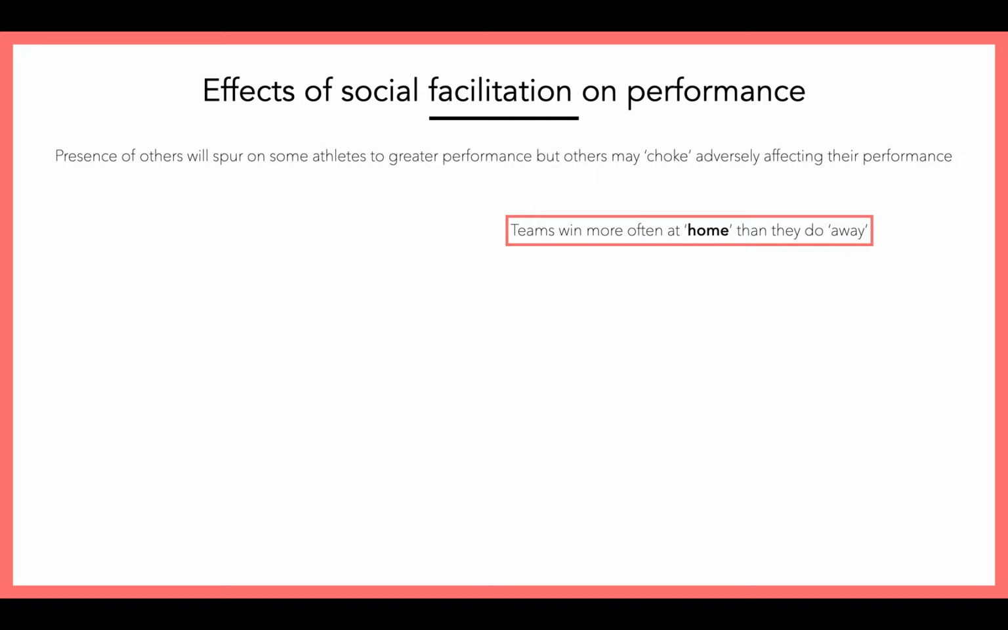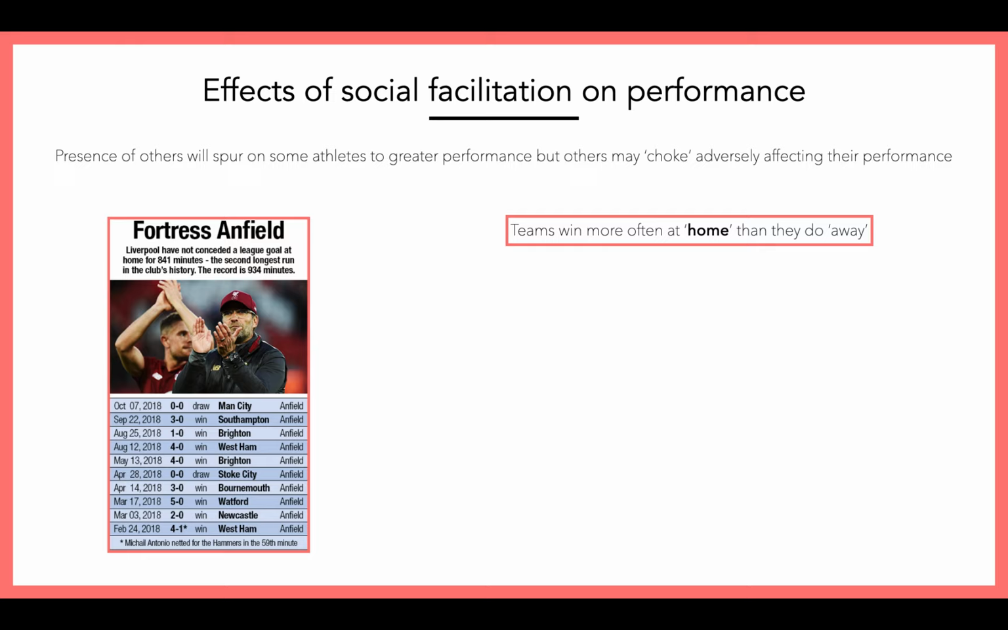So here's a little example. Liverpool. Obviously, everyone knows they're dominating football at the moment, but here's a clip back from 2018 where it was getting labelled as Fortress Anfield, Anfield being the name of their home stadium. And Liverpool didn't concede a goal for 841 minutes at home. And as you can see, the results there, they're incredible. Okay, so they have this home field advantage phenomenon happening. They're more dominant at home. So why was this home advantage facilitating their performance? Well, one, the crowd's more supportive. Quite often in football, 90% of the crowd at the home stadiums are there to support the home team.